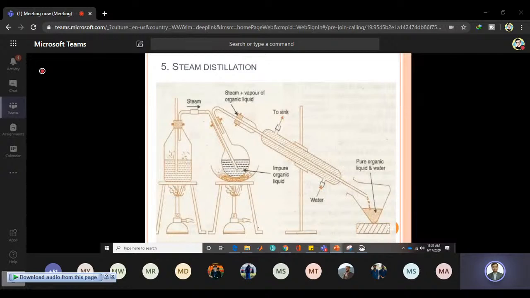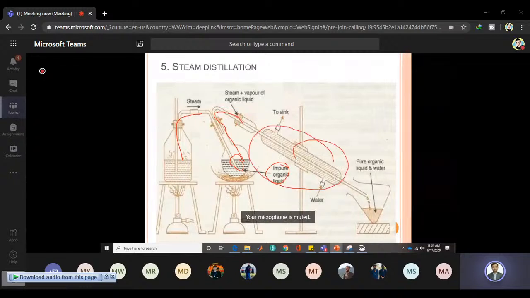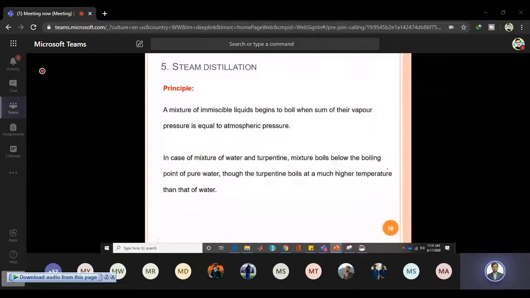Again, this needs both things: steam, and the components that you are going to have. For instance, this one has impure organic liquids, and you create steam here and mix it with this one. When you mix them, their boiling point will lower, and they will raise their vapors, and then you separate them by condensing them and taking them to the vessel that you have. So this is how steam distillation works. It's a very simple phenomenon.